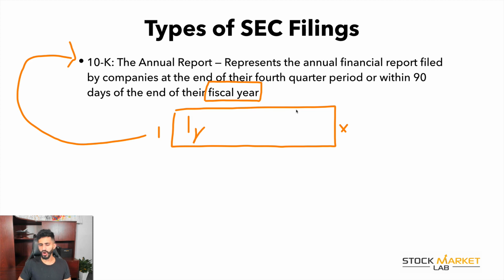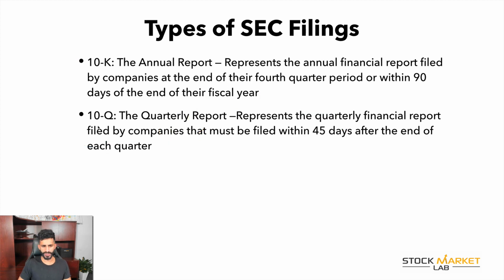Next, we have something called a 10Q report. A 10Q report stands for the quarterly report. This represents the quarterly financial report filed by companies that must be filed within 45 days after the end of each quarter. So after each quarter, there are four quarters a year: first quarter, second quarter, third quarter, fourth quarter.